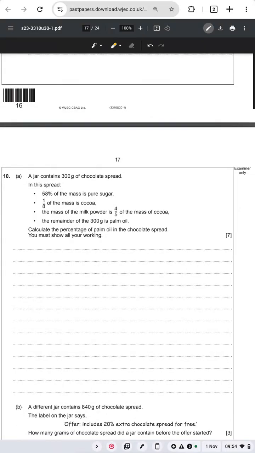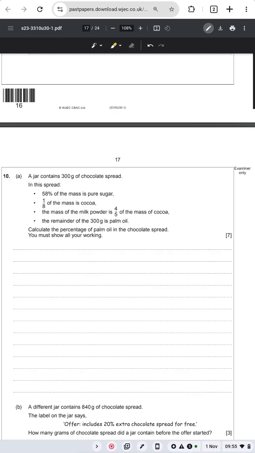Right, a jar contains 300 grams of chocolate spread. In the spread, 58% of the mass is pure sugar, 1/8 of the mass is cocoa. The mass of milk powder is 4/5 of the mass of cocoa. The remaining of the 300 grams is palm oil. Calculate the percentage of palm oil in the spread.